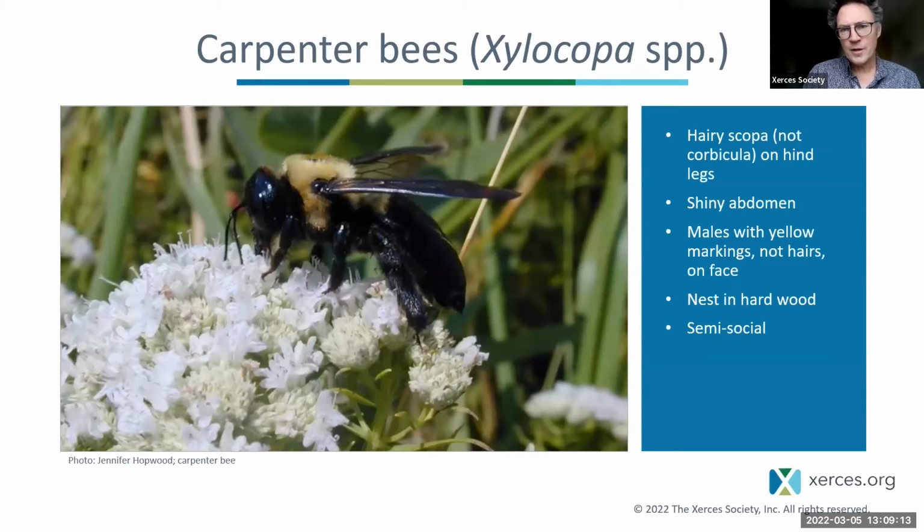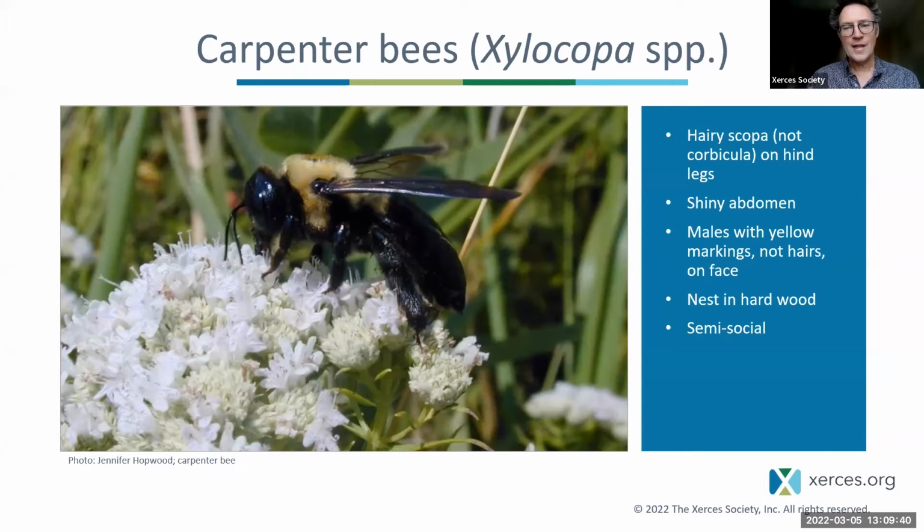A little more detail about those carpenter bees. They have the hairy scopa, the brush of hairs, as opposed to the pollen basket. As I said, you can see the shiny integument or exoskeleton under the hair, at least on the abdomen. The males will often have markings on that exoskeleton. So for example, bright yellow color on the face that is not hair, it's on the exoskeleton. You won't see that in bumblebees.